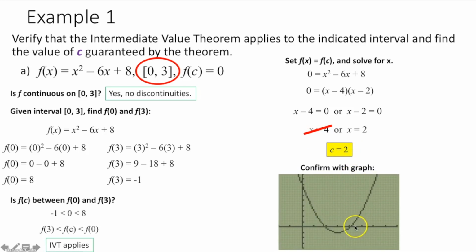We then look at our graph and you can see that our interval from 0 to 3 would be right here, and on that interval we have a y value of 0 at x is equal to 2. So that confirms our answer.